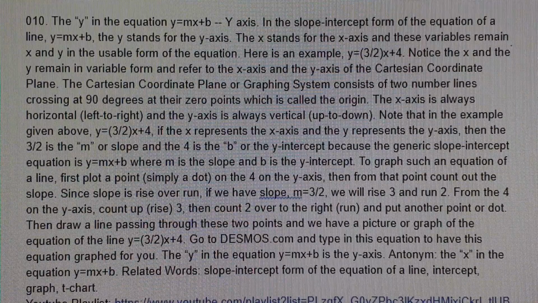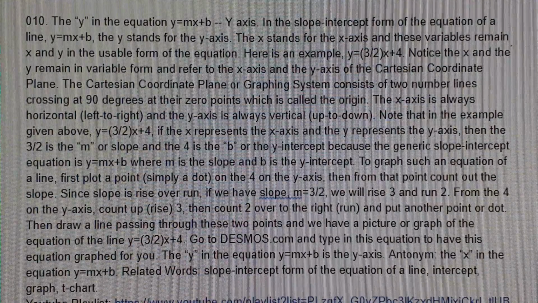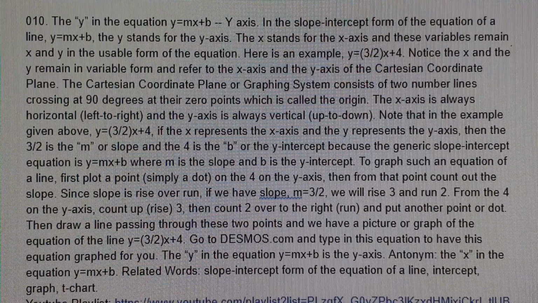The "y" in the equation y = mx + b is the y-axis. In the slope-intercept form of the equation of a line, y = mx + b, the y stands for the y-axis. The x stands for the x-axis, and these variables remain x and y in the usable form of the equation.